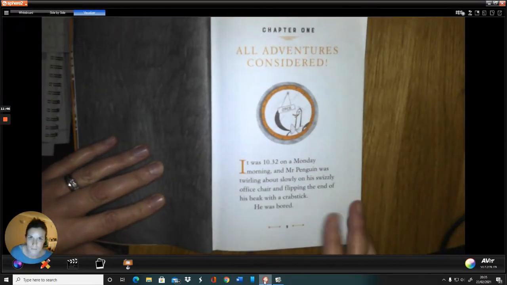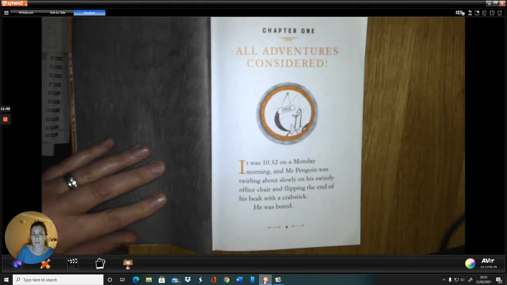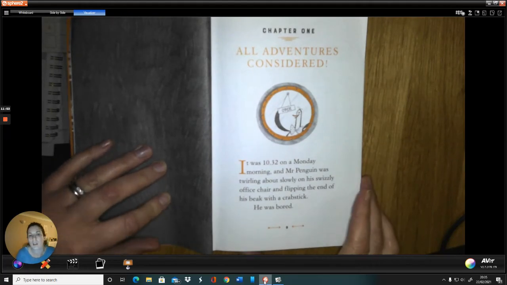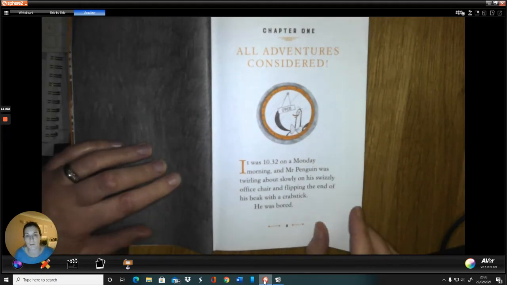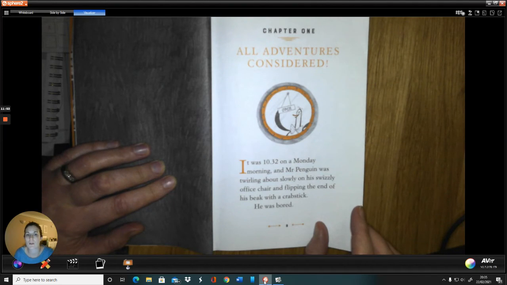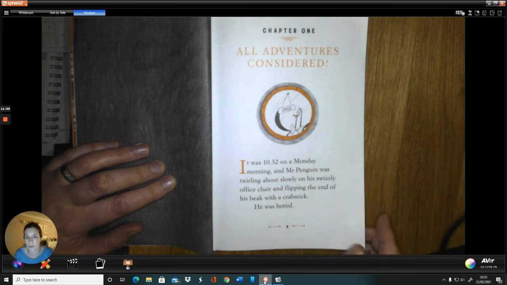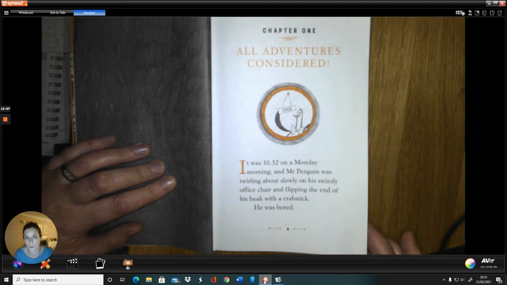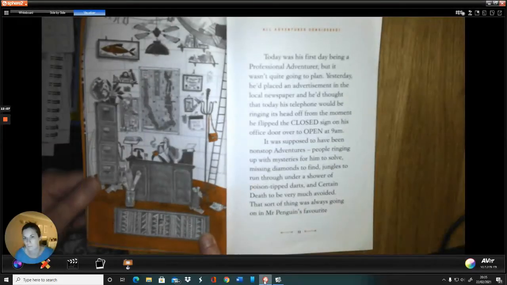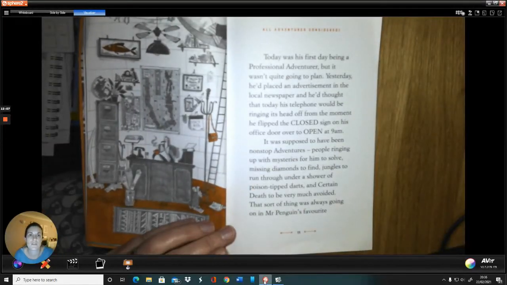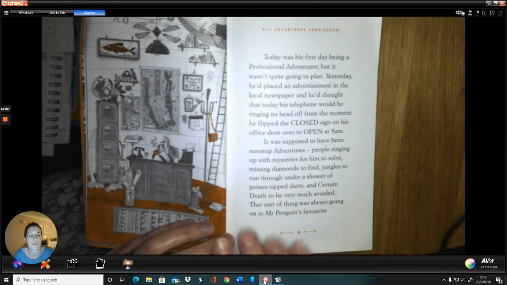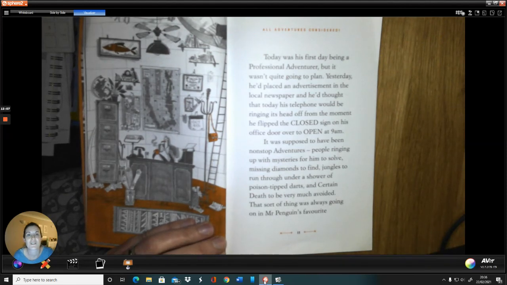Chapter 1. All Adventures Considered. It was 10:32 on a Monday morning, and Mr. Penguin was twirling about slowly on his swizzly office chair and flipping the end of his beak with a crab stick. He was bored. Today was his first day being a professional adventurer, but it wasn't quite going to plan.